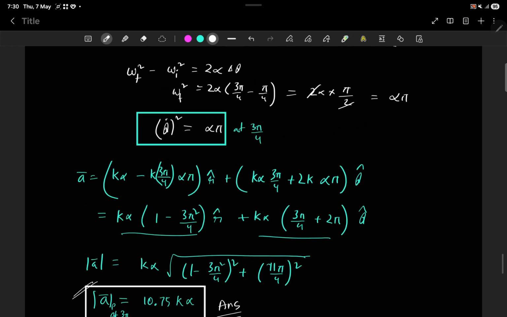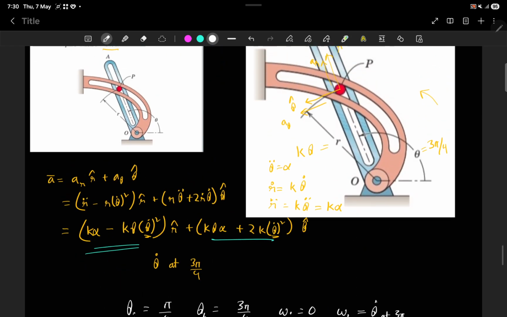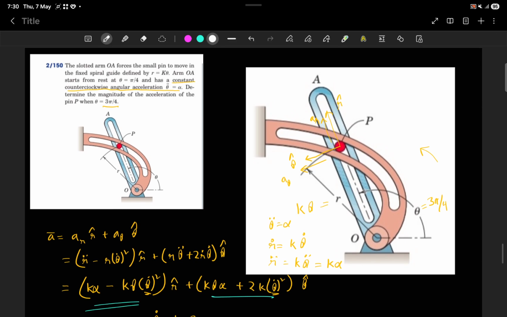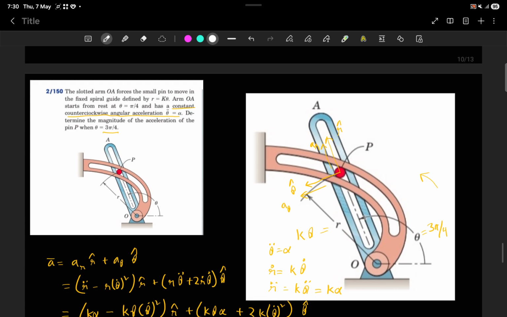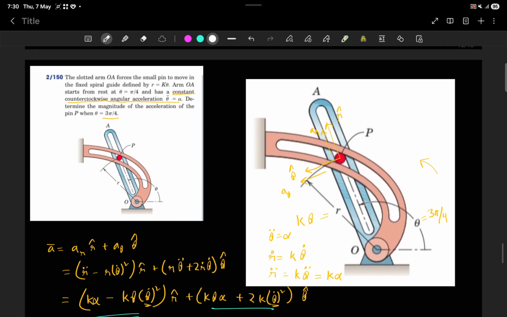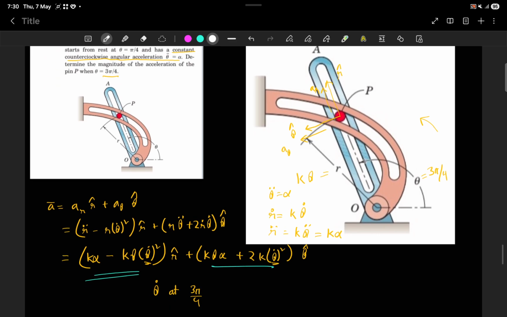So this was a good problem, you can say. I think you have understood how to apply this polar coordinate concept into mechanics. The main application of polar coordinates, you will get in rotation and circular motion, so we'll be coming up to that.